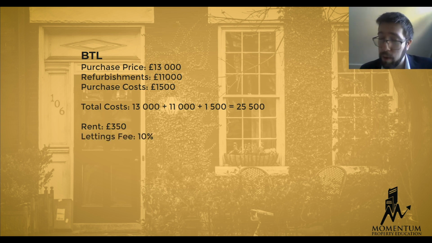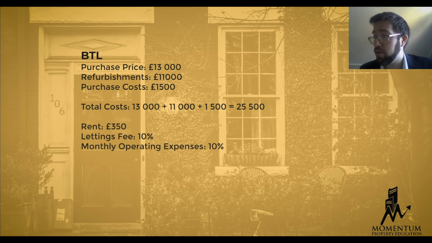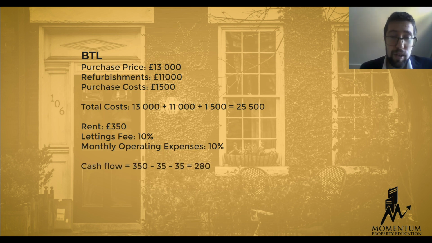We pay 10% to our management agent, our letting agent who runs this for us, and we put away 10% for monthly operating expenses. So ongoing refurb, council tax is covered by the tenant, but insurance and things like that. So if we do the numbers now, cash flow, remember that's rent, and then you subtract your costs.